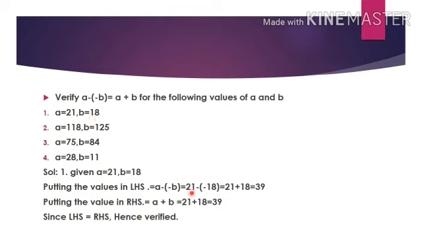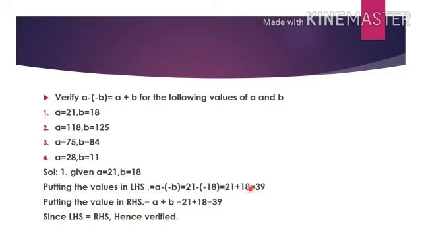Then we get 21 minus 18. We know two negatives come together, it becomes positive. Then we get 21 plus 18. What is the value of 21 plus 18? It becomes 39. From LHS we get the answer 39.